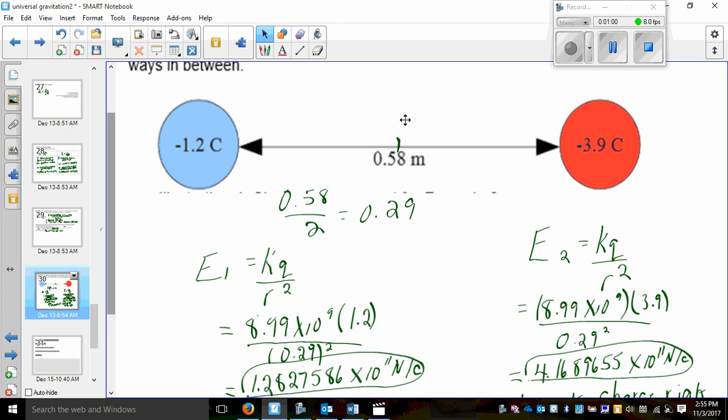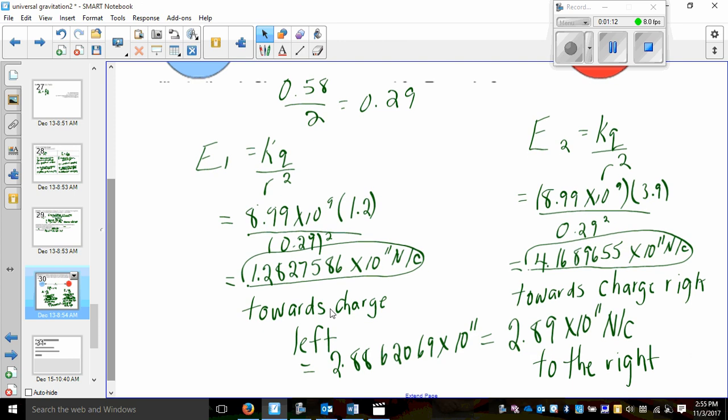Now, remember, what would a positive charge do here? If I had a positive charge here, since this guy's negative, it would be attracted or pulled towards the negative. So I say this is towards the left, towards the charge on the left.